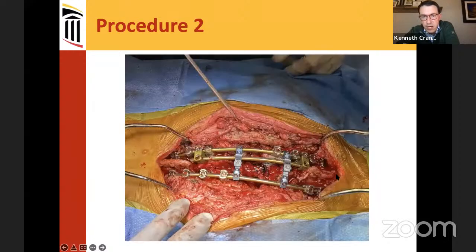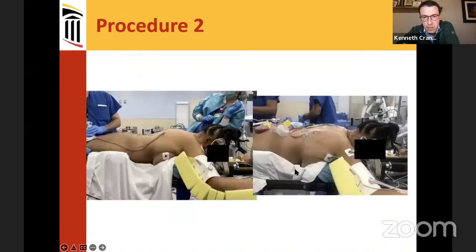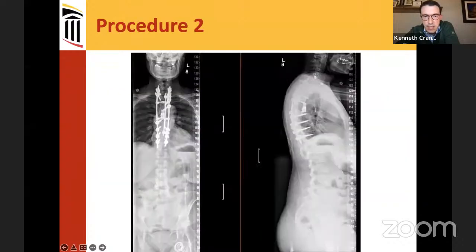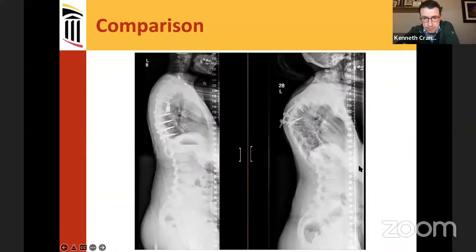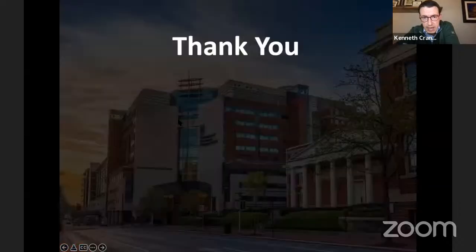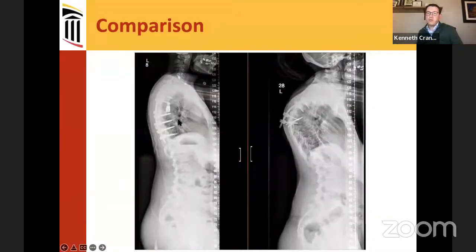This is what the final construct looked like. We added a rod just for some extra structural support. And then this is what she looked like at the beginning of that case and the end of that case, showing that we got more correction. And this is her post-op x-rays. And that's her post-op CT scan, showing that we got her from that to that. And she is 2 years out now from surgery, completely neurologically intact with no pain, doing really well.